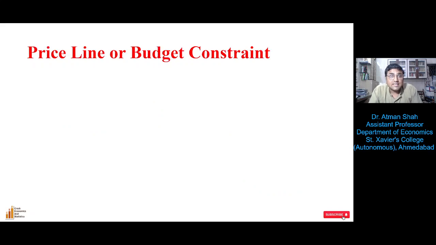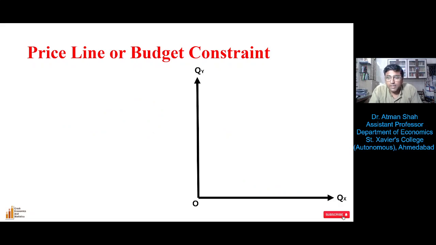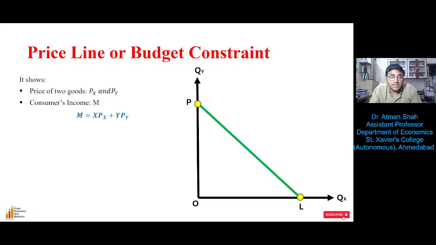Now let's understand the price line or budget constraint. Again, measuring the quantity of X on the X-axis and the quantity of Y on the Y-axis. If the entire income is spent on X, then the consumer can purchase a maximum of OL units. And if the entire income is spent on Y, the consumer can purchase OP units of Y. Join these two points, then we get the price line. It shows the prices of the two goods, that is PX upon PY, and the consumer's income, and therefore this is our equation.